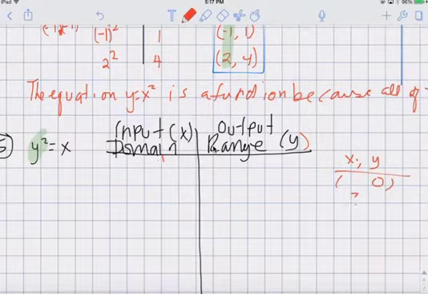Okay, you need to find your x. So y squared equals x. So y squared equals whatever that is. Y we say is 0, y squared, then your answer is 0. So your answer here, your domain, is 0.